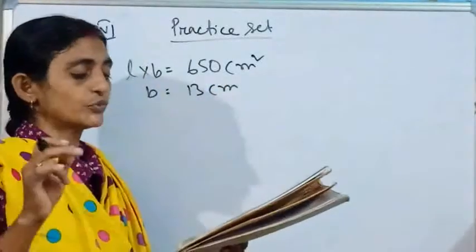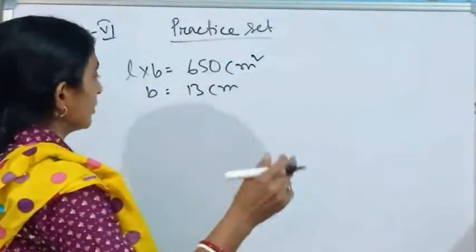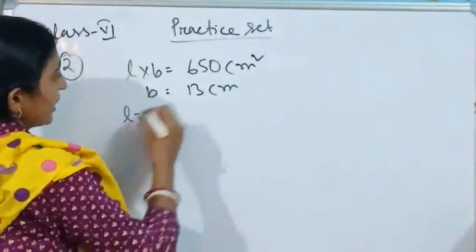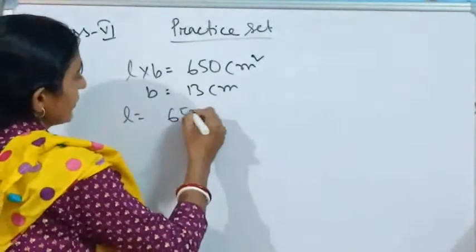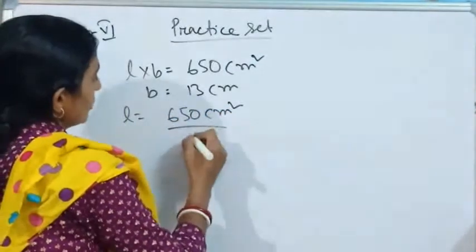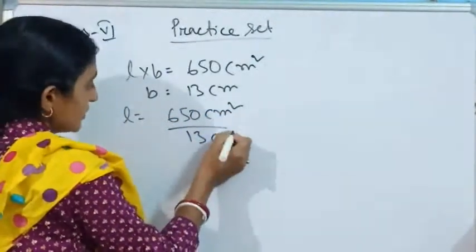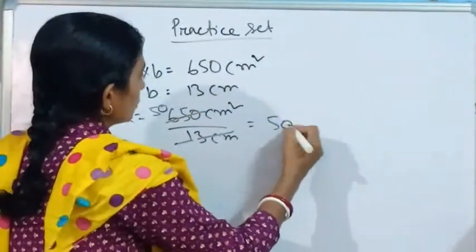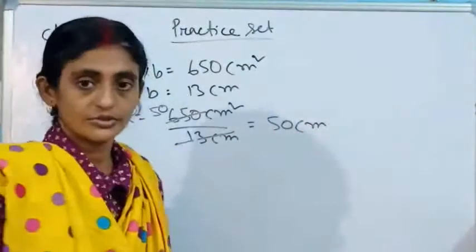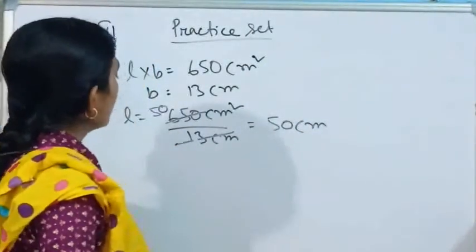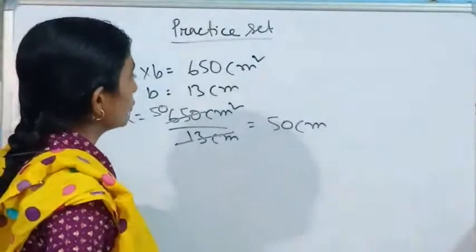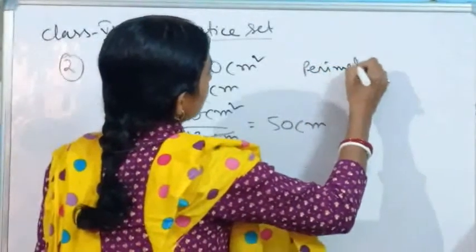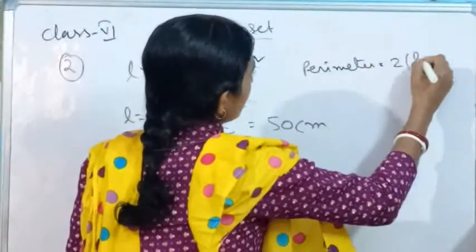Here you have been asked to find the perimeter. So before I go to the perimeter, we need the length also. So what will be the length? As the area has been given, yes, breadth has been given, so easily we can find out the length, which is equal to 50 centimeter. Yes. Now if I am getting that length is equal to 50 centimeters, so what will be the perimeter? We know perimeter equal to 2 into L plus B.